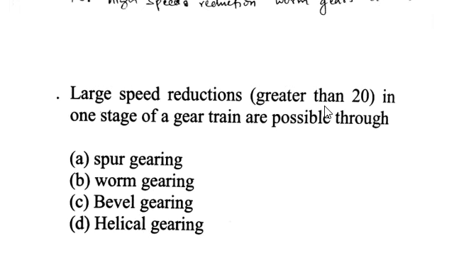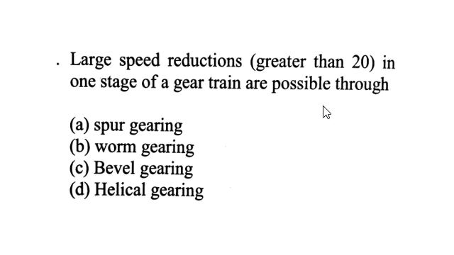And if you see the next question, large speed reductions greater than 20 in one stage of a gear train are possible through: So just now we have seen that speed reductions which are more than 20 are nothing but large speed reductions. In those cases, the possible drive in only one stage gear train is the worm gearing. So option B is the right option for this question.